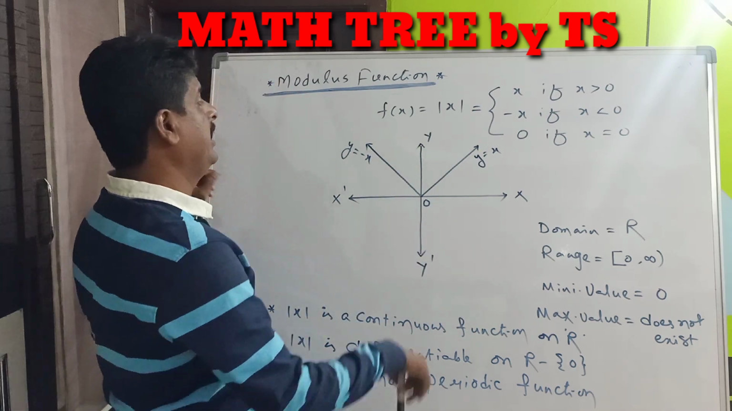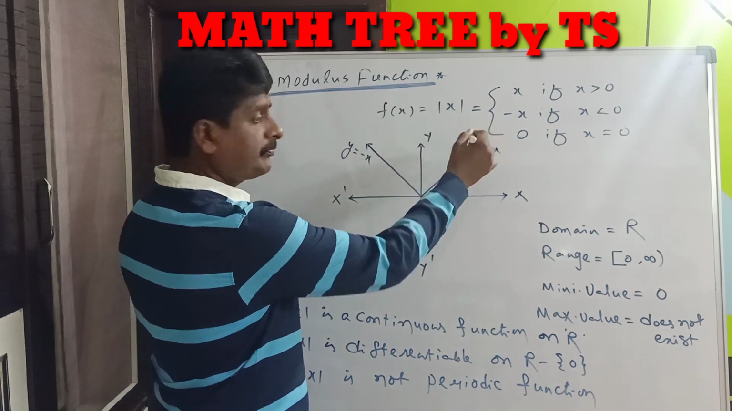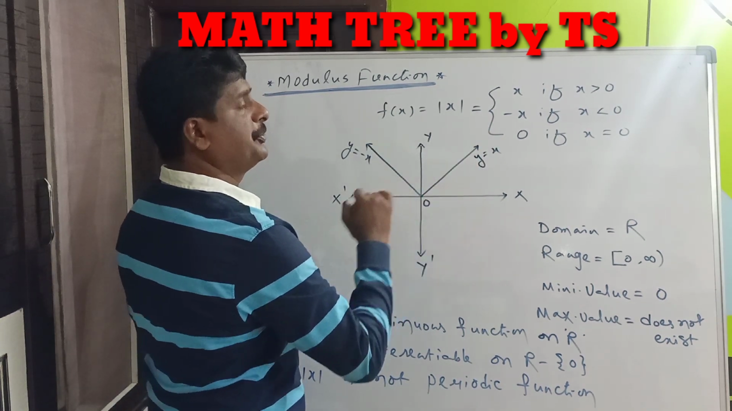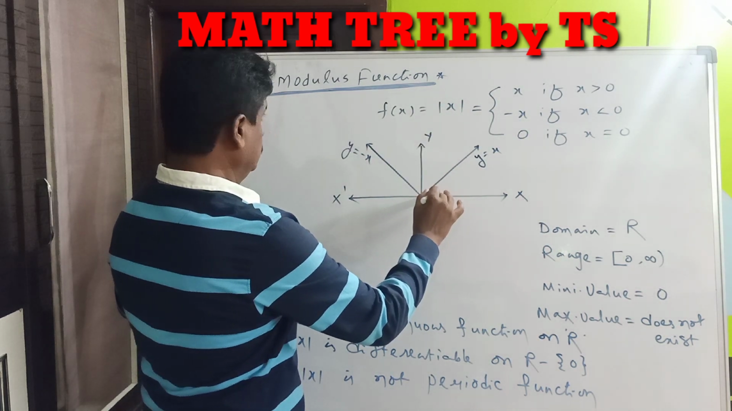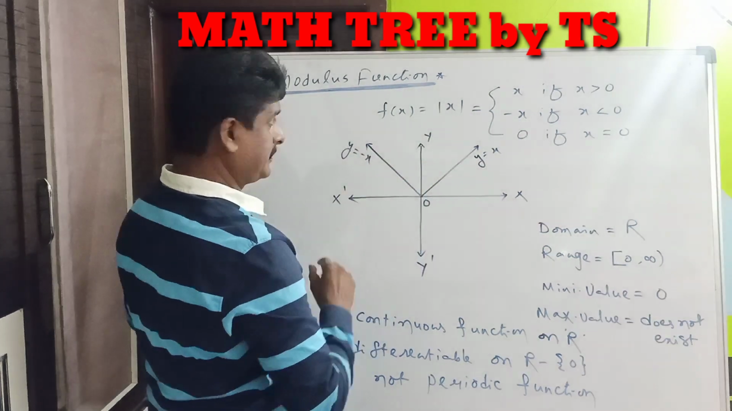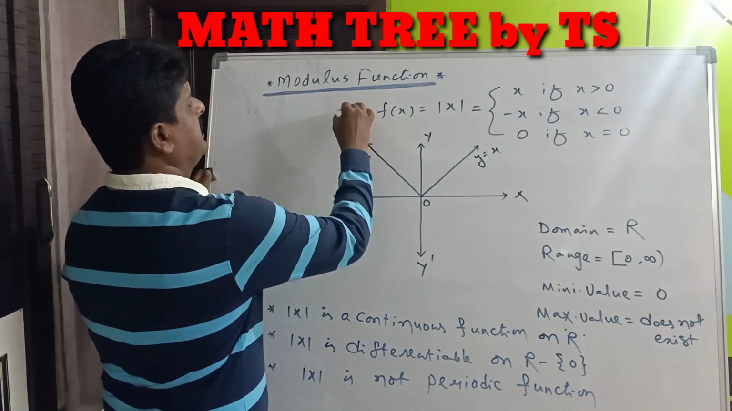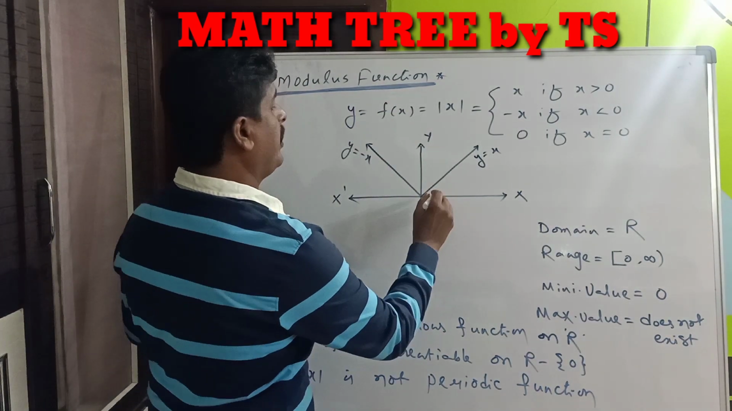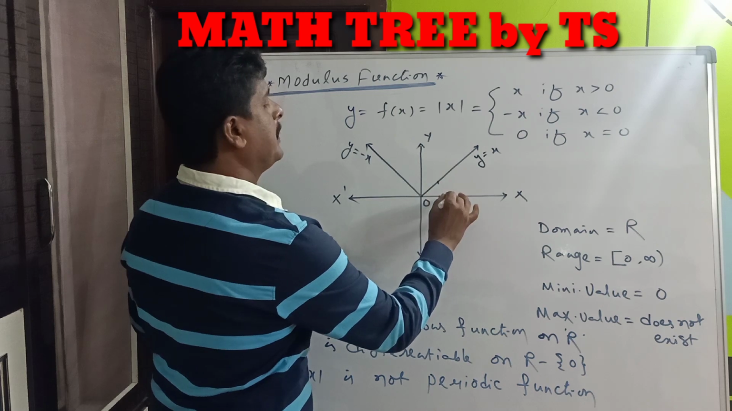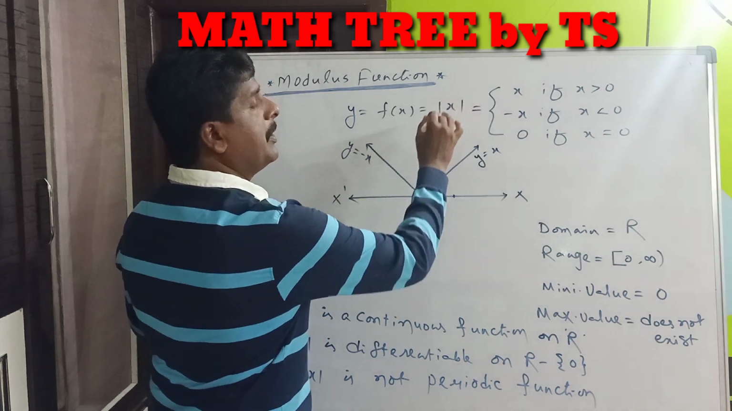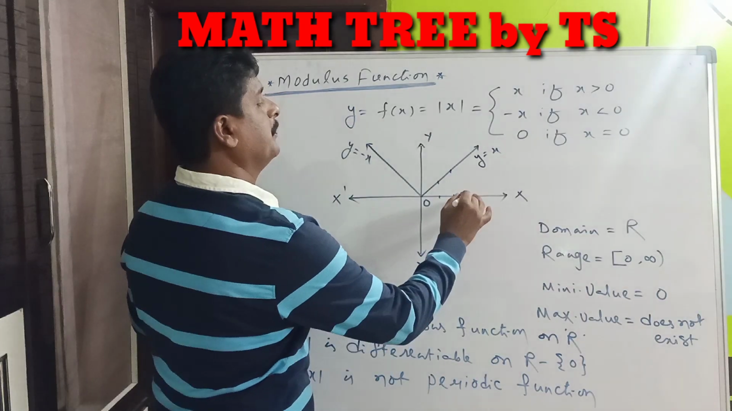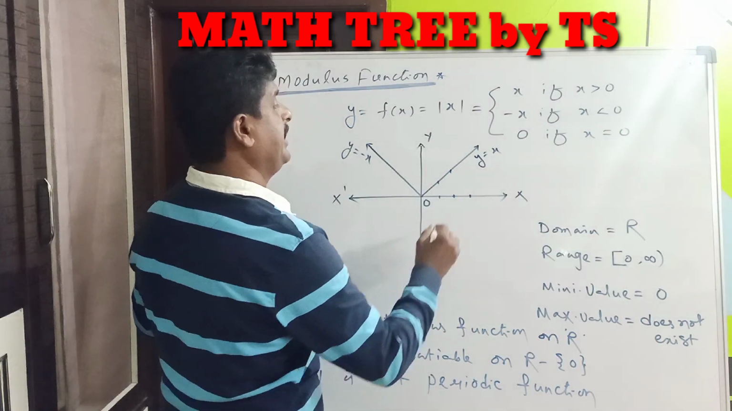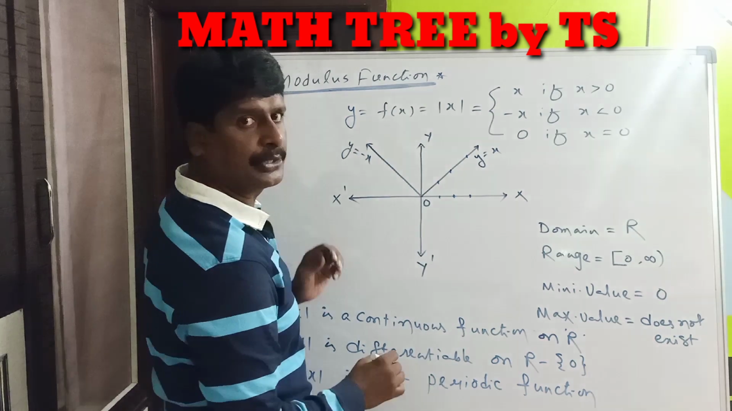Its graph will be V-shaped. Whichever positive values you take, suppose x value 1 we are taking, corresponding f of x, f of x means it is the y value, will also be 1. Suppose x value 2 we take, modulus 2 will come out as 2 only, corresponding y value is 2. Suppose we take x value 3, corresponding y value is also 3.